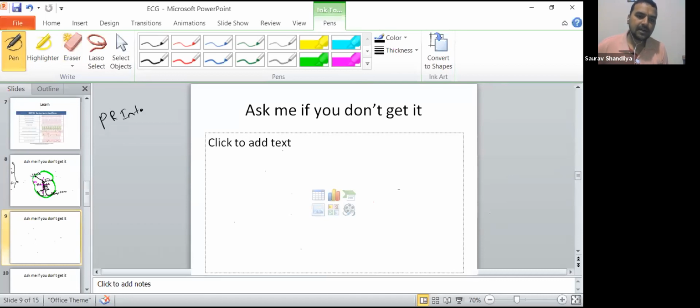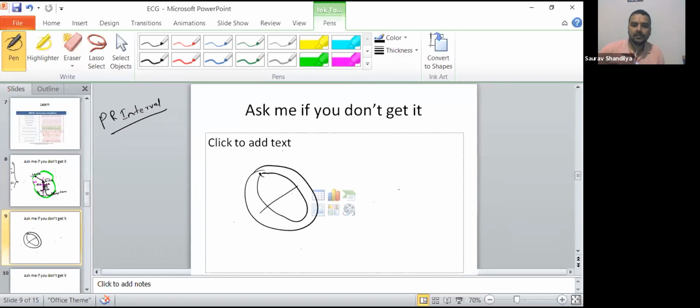Next part is the PR interval. Very, very important. If you remember, I told you in the heart, SA to AV node. What is the PR interval? If you go to that particular slide, you can find it is the interval between the P wave and the start of the QRS complex. Why does the PR interval come? Because, as I told you earlier, the AV node is a slow conductor.